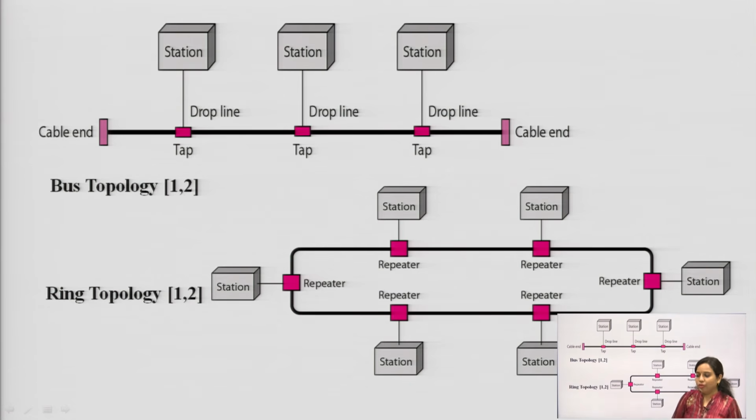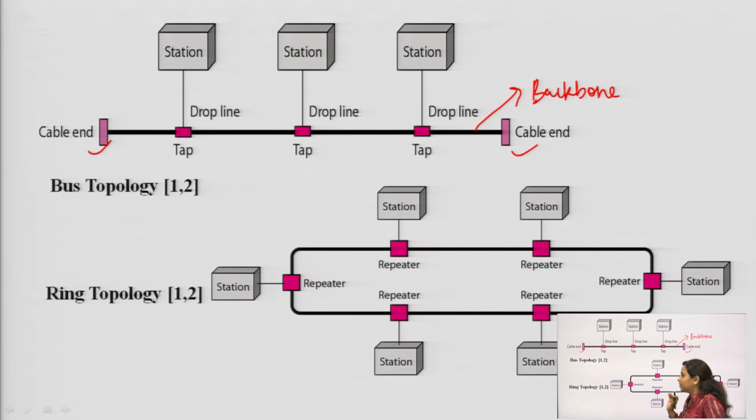The third type of topology is the bus topology. What is bus topology? As you can see, this is a kind of bus that has been set up. This is the cable, and you can connect any device to it. There are three stations, and these stations are connected through a tap to this main backbone of the network.